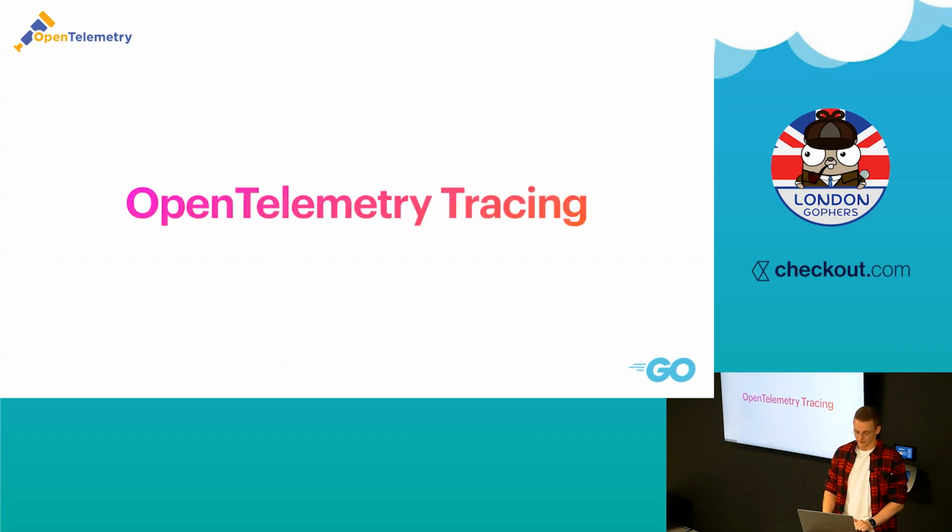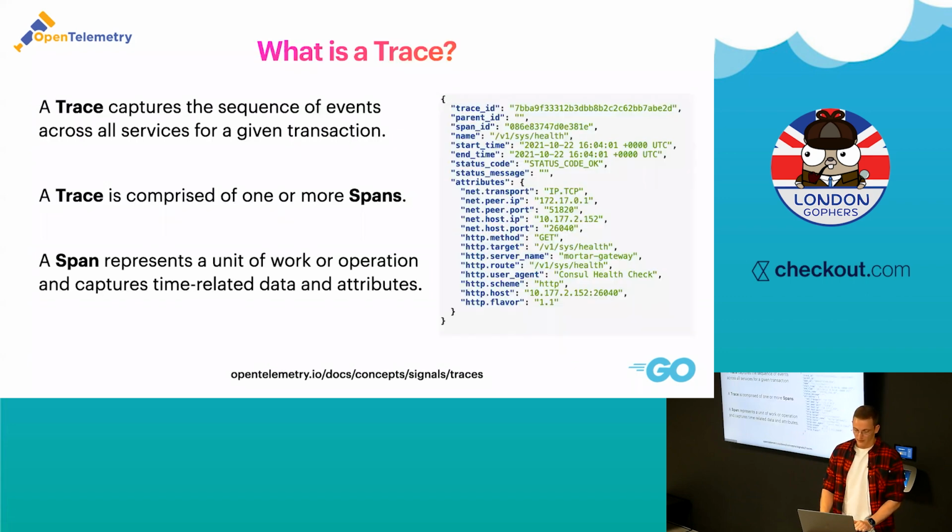So let's look at tracing. What is tracing and what is a trace? A trace really is about capturing the sequence of events across all of the services for a given transaction. Now, a transaction might just be an HTTP request. It might be an event or something that's propagating through the system. But a trace is comprised of 1 or more spans, and a span represents the unit of work or operation.